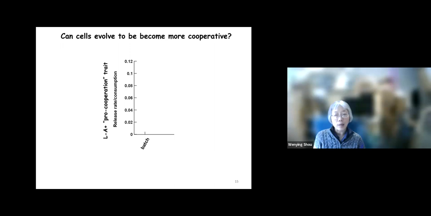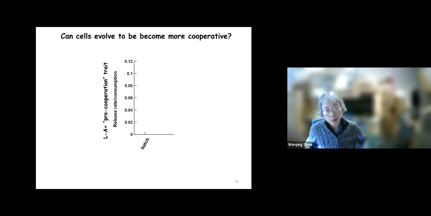So for example, if you consume very little of the products from your partner and you give that partner a lot, then you're of course very cooperative. So this is a metric: release rate divided by consumption. So this is what happened. Sam, as a good experimentalist, set up a triplicate experiment each time, triplicate ancestor versus triplicate evolved.